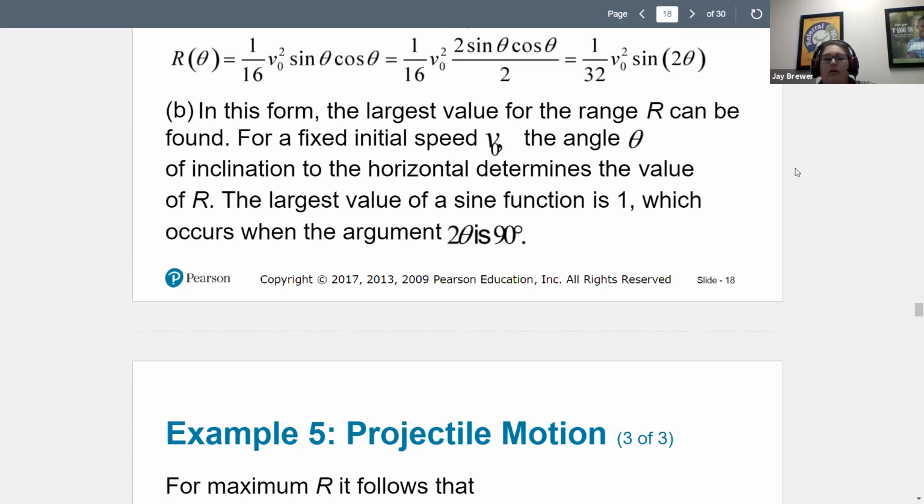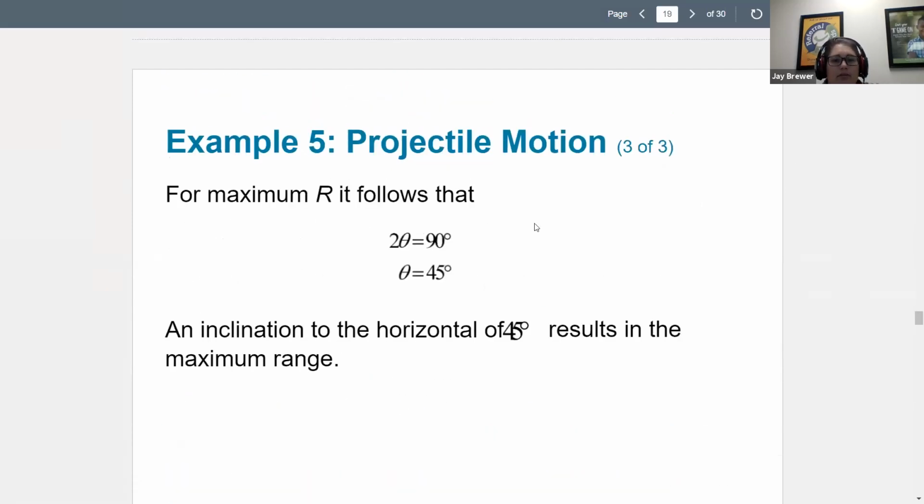Okay, and then here just kind of verifies that 45 degree. So zoom 5, you got it. Great job.